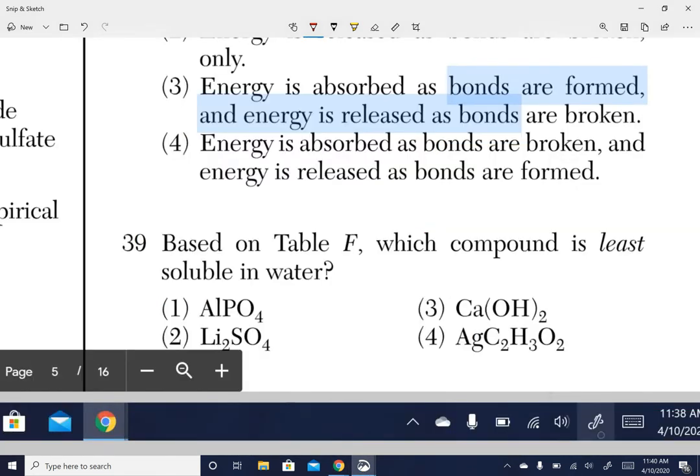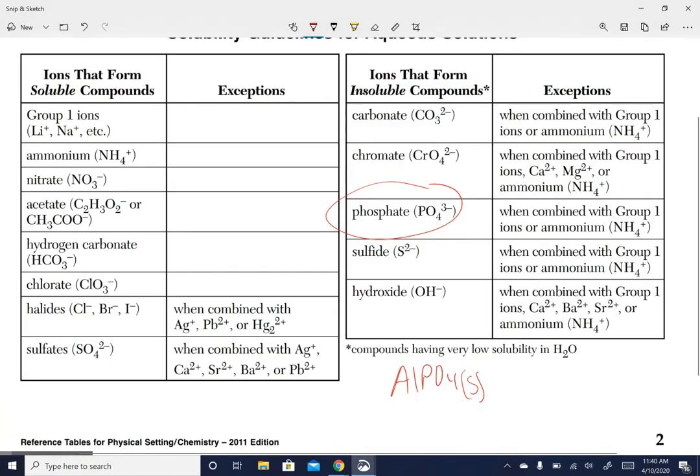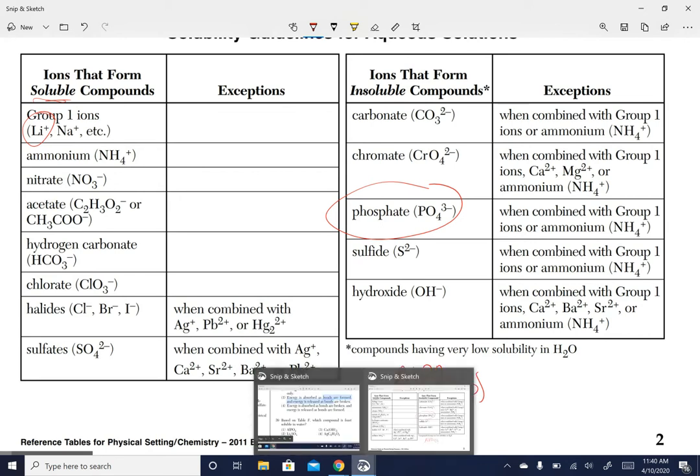LiSO4. I know Li is in group 1. Group 1 ions, Li, always soluble, no exception. So anything with lithium will be soluble. So number 2 is not correct.